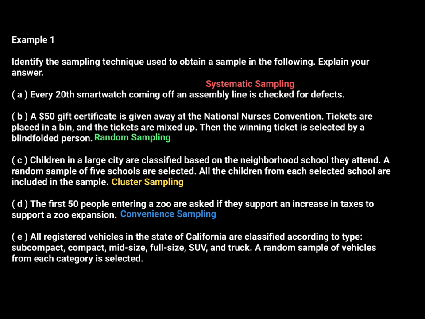Okay, last one. All registered vehicles in the state of California are classified according to type: subcompact, compact, midsize, full size, SUV, and truck. And then a random sample of vehicles from each category is selected. This is definitely stratified sampling. The vehicles are divided into strata based on their classification, right? And so these are the stratifying factors. So yeah, definitely stratified sampling. I hope you agree with those results.